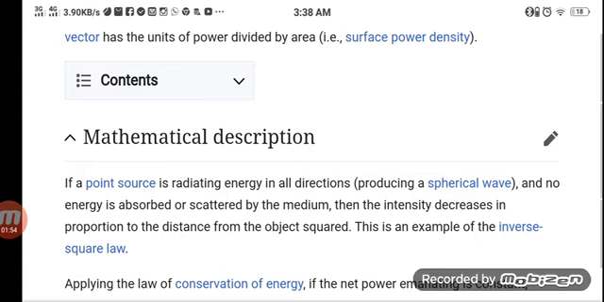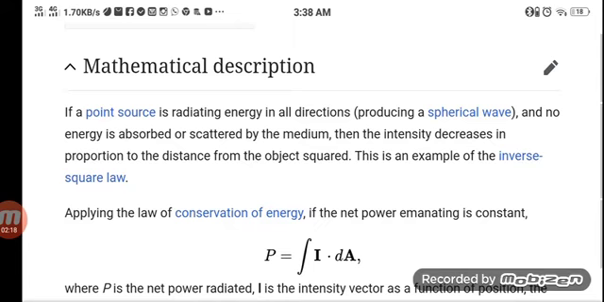Mathematical description: if a point source is radiating energy in all directions, producing a spherical wave, and no energy is absorbed or scattered by the medium, then the intensity decreases in proportion to the distance from the object squared. This is an example of the inverse square law.